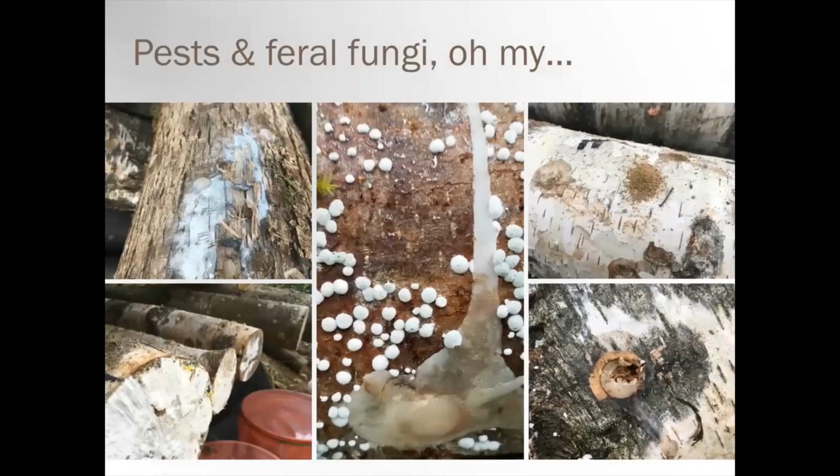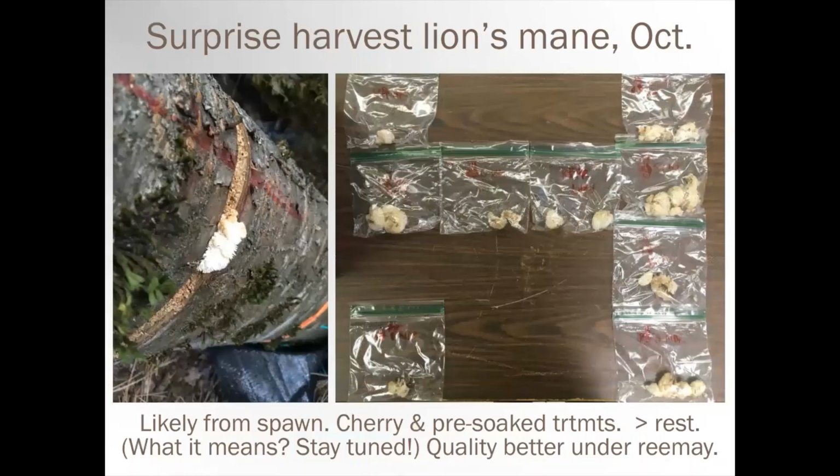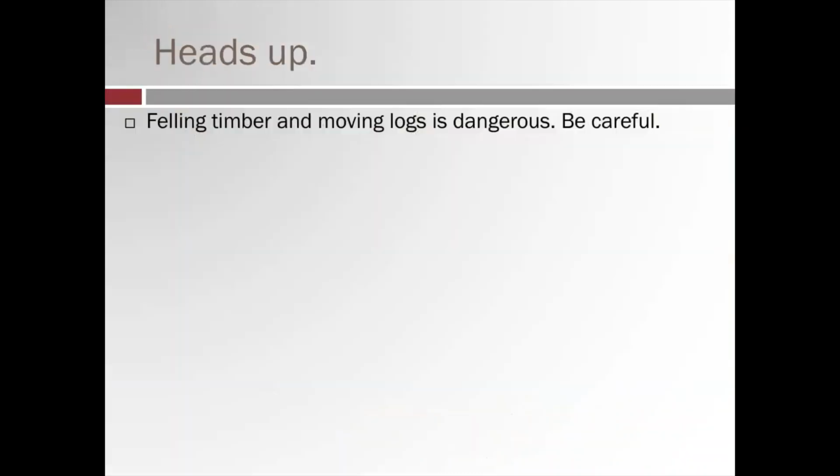So these are just some pictures of some of the issues that we've encountered so far. Animals, feral fungi of different types, wood-boring beetles. This is probably birds. So a lot of unknowns. We did get a surprise harvest of lion's mane, but we think it was just from the spawn. Primarily, though, it was interesting because it just showed up on our cherry treatments and the ones that we had also pre-soaked. But we don't really have the details yet, so just stay tuned on that. We actually just had a harvest of a couple shiitake this spring too.